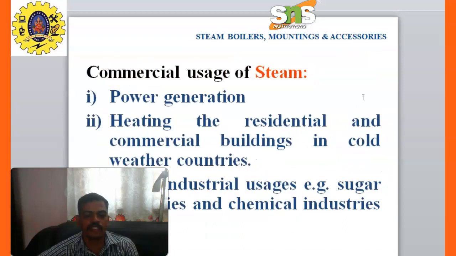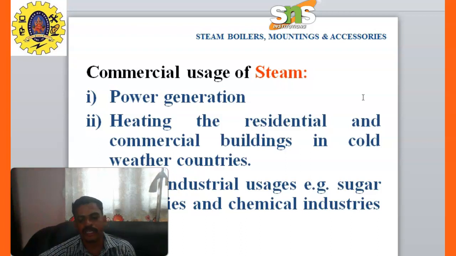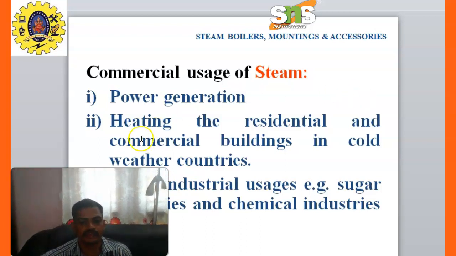Commercial usage of steam: power generation, and heating residential and commercial buildings in cold weather countries. Other industrial usages: sugar industries, hosiery industries, chemical industries.